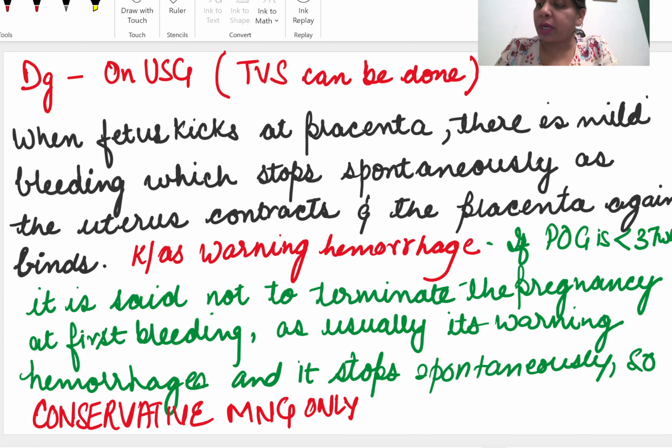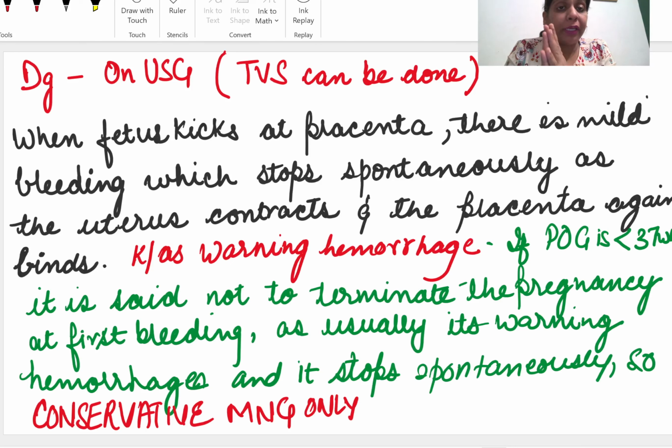This is known as warning hemorrhage. Okay, and if the period of gestation is less than 37 weeks, it is said not to terminate the pregnancy. Because you now know that it can be a warning hemorrhage, it is not essential that it is going to be a massive bleeding. Okay, because it will stop spontaneously.